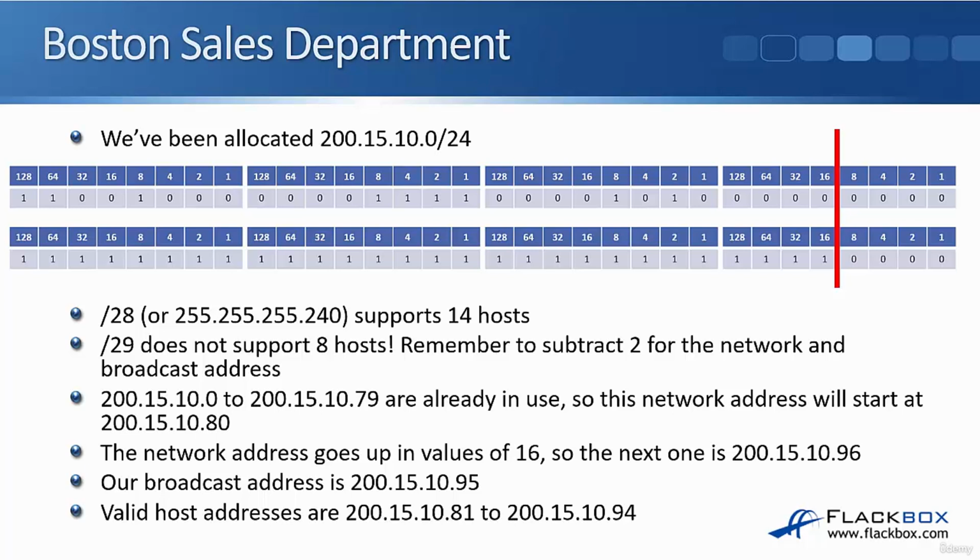The last broadcast address was 200.15.10.79, so our network address will be 200.15.10.80. Again, the line is after the 16, so the next network address would be .96, which means our broadcast address is going to be 200.15.10.95. The valid host addresses are .81 to .94.